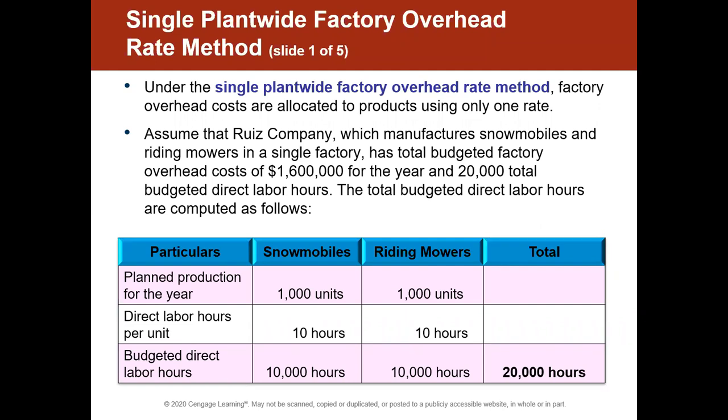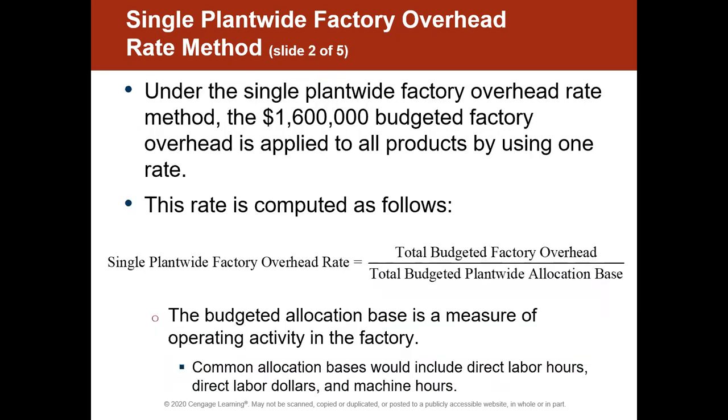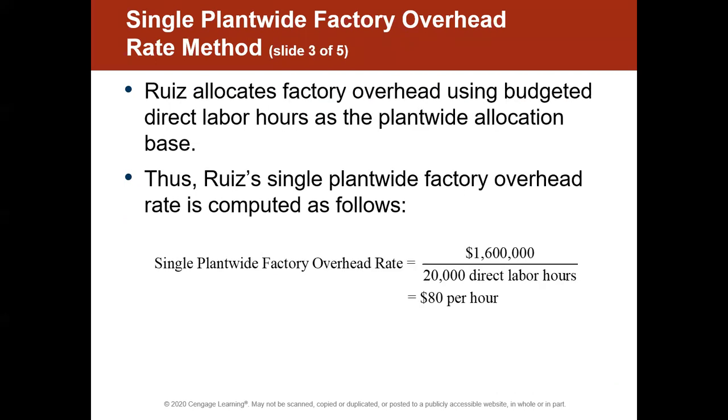So this company manufactures snowmobiles and riding mowers in a single factory. They have a total budgeted factory overhead of 1.6 million and 20,000 total budgeted direct labor hours. So their single plant-wide factory overhead rate is going to be 1.6 million divided by 20,000, which they'll compute this way. So they come up with a rate of $80 per direct labor hour.